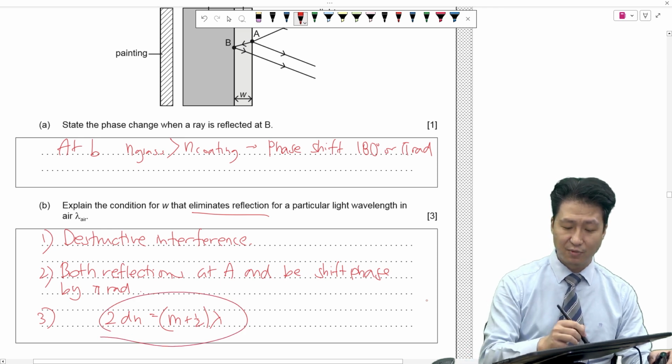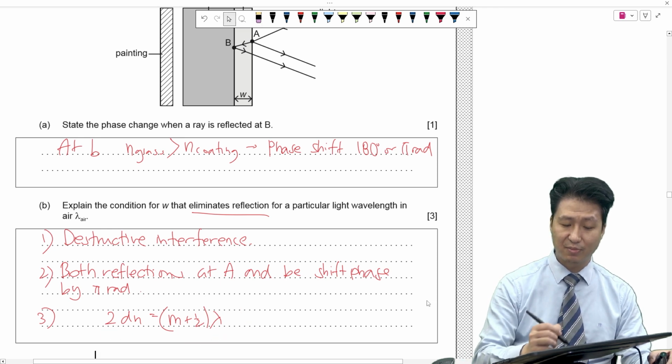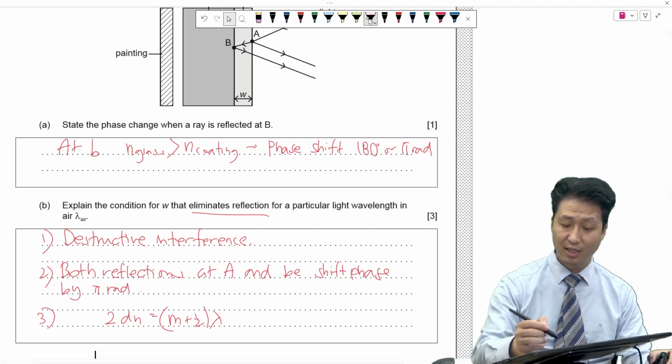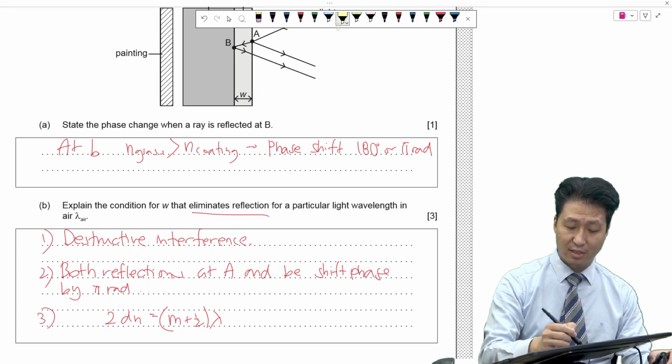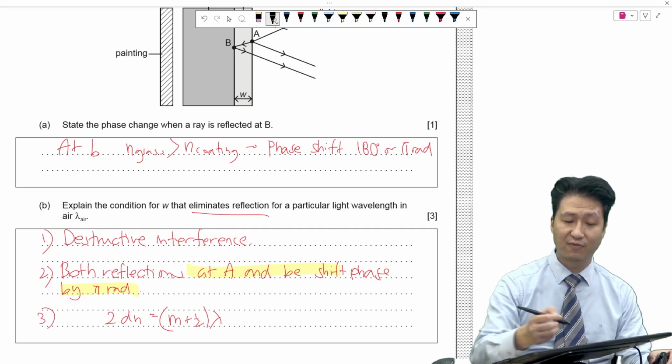In the physics booklets, it would say that this should be applied for constructive interference, but because it's not the same condition, if both reflections are phase shifted, this is destructive interference instead.